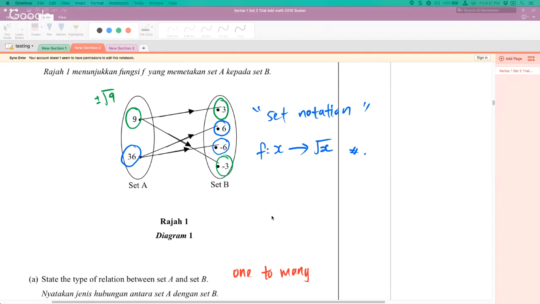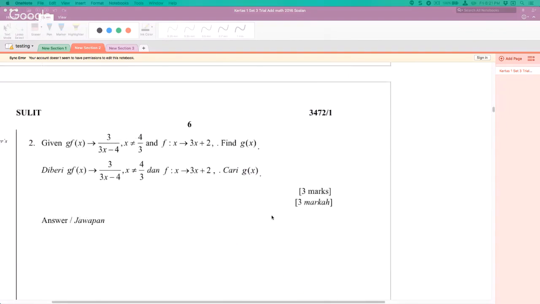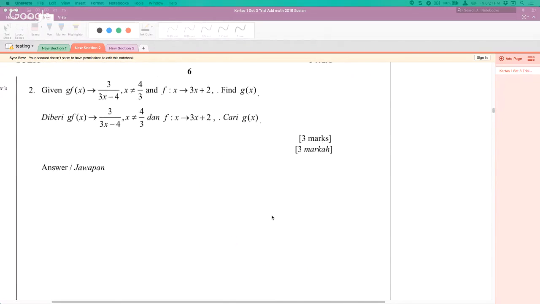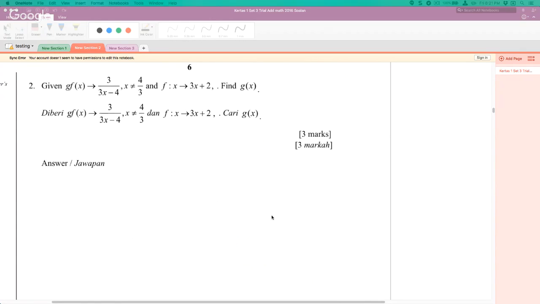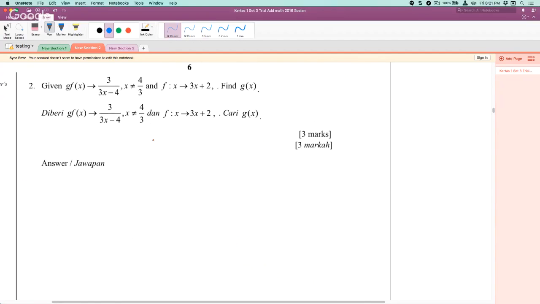For the second question, g(x) equals 3 over 3x minus 4, where x cannot be 4 over 3, and f(x) equals 3x plus 2. Find the value of g(x). This one is quite simple if you understand the substitution method. In this case, I will try to make f(x) become m. So I will let f(x) equal m. This is f(x), isn't it? f(x) will become m.